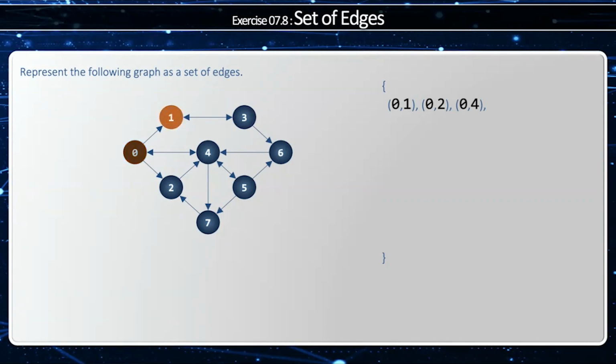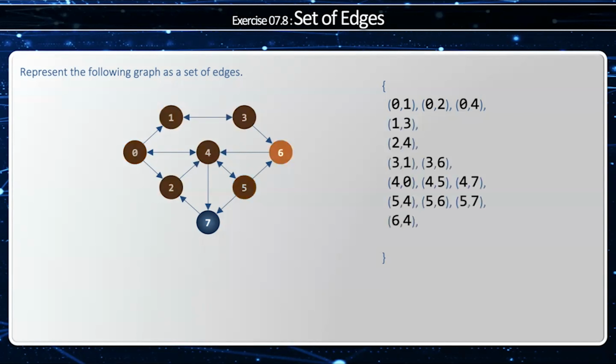Then 1 has an edge with 3, so 1, 3. 2 has an edge with 4, so 2, 4. 3 has two edges, to 1 and to 6. 4 has several edges. You see here, 4 to 0, 4 to 5, and 4 to 7. 5 has 1, 2, 3 edges, to 4, 6, and 7. 6 has one edge, 6 to 4. And 7 has one edge, 7 to 2. And that's my set of edges.